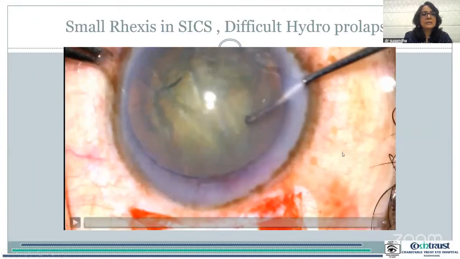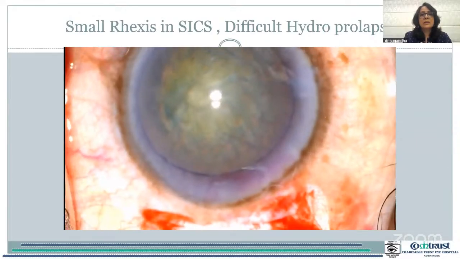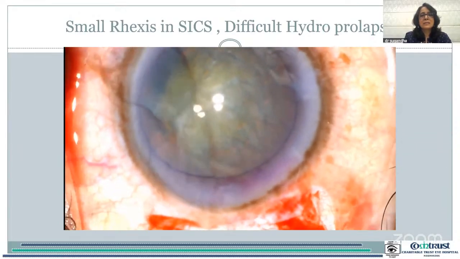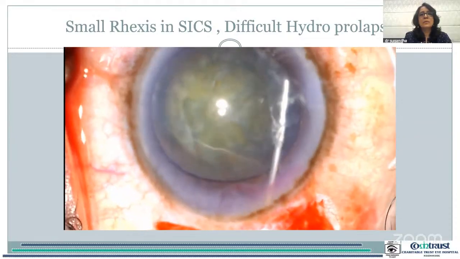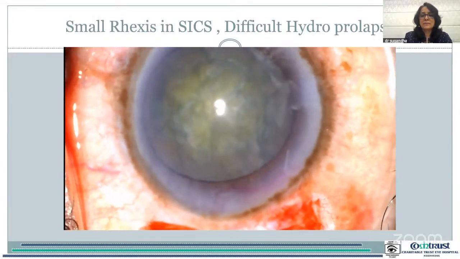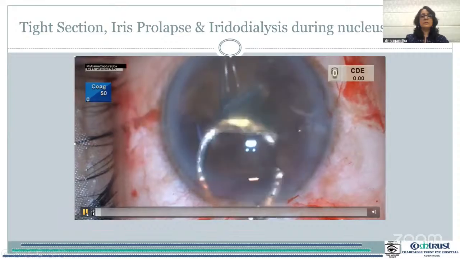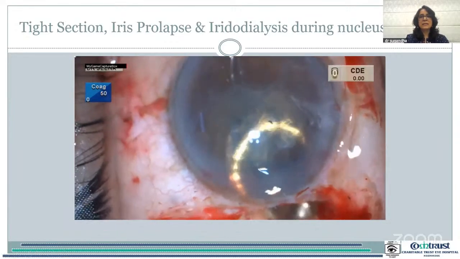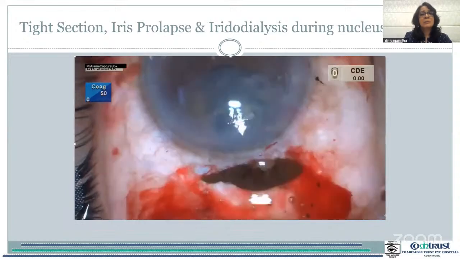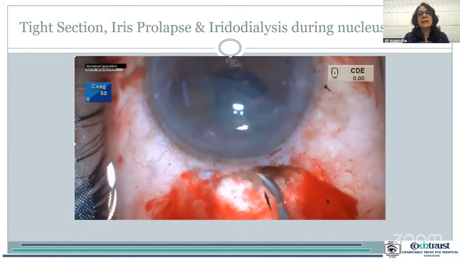So I'd like to quickly play this video in which you can see the surgeon struggling pretty hard trying to prolapse this nucleus. It's just about a grade 3, but it is not possible to hydroprolapse through this size of rhexis. An ideal one for phaco, but not for SICS. This video very clearly demonstrates a very difficult forced nucleus delivery, bringing the whole iris diaphragm out with the iridodialysis, and it just looks like a complete mess over here.